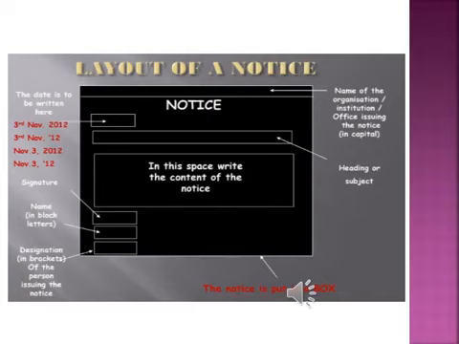Then we come down to the signature, then name. Name has to be written in block letters. Then designation. That designation can be written in brackets. If he's a school captain, you write that. If he's principal of the school, it can be written principal. And the entire thing, the notice, has to be put in a box. Remember this. Entire thing has to be put in a box.